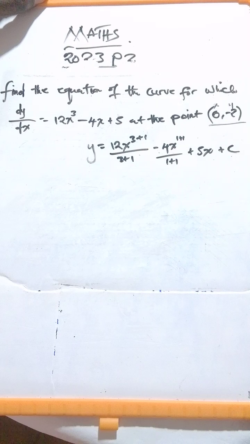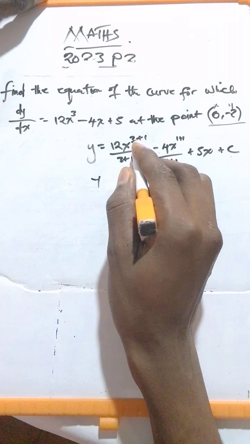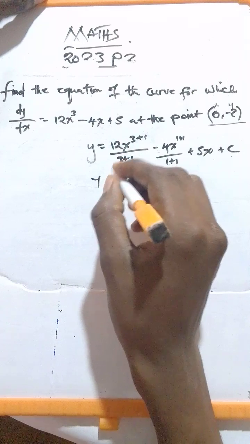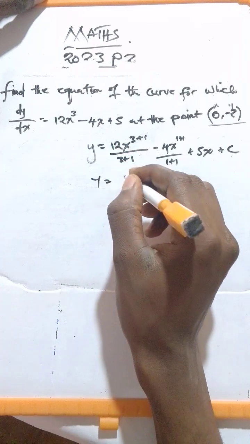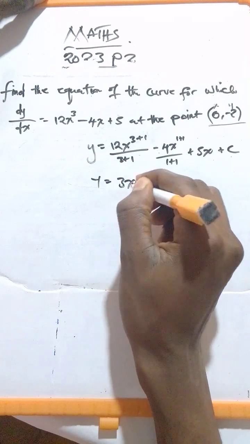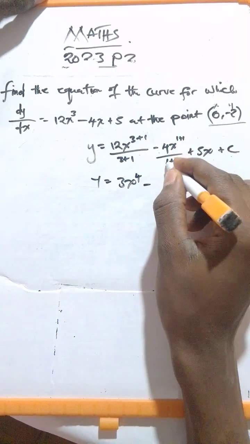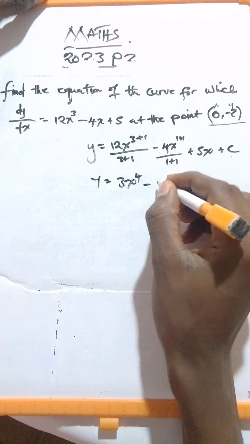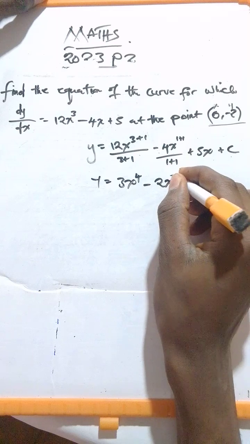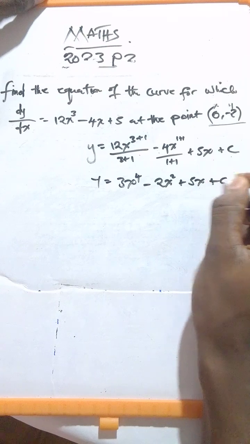Then from here, we can simplify by saying y. Then what we're going to get here, 3 plus 1 gives us 4. 4 into 12, it will give us 3. Then x to the power 4, minus, 1 plus 1 is 2. 2 into 4, it will give us 2. Then x, 1 plus 1, again 2 here, plus 5x plus c.